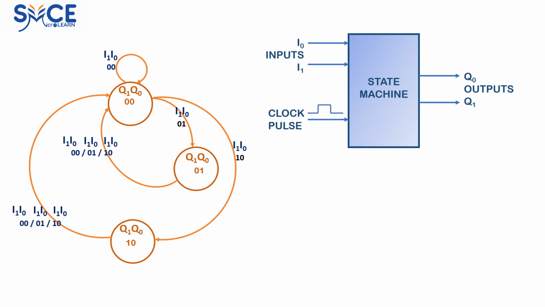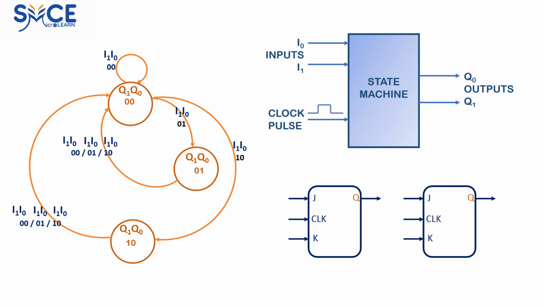To implement this in the form of a hardware circuit, we need some building blocks. The easiest way to build the state machine is by using the JK flip-flop as a building block. But we need 2 of them, as the state machine needs to produce a 2-bit output. To differentiate these 2 flip-flops, we will use the subscripts 0 and 1. The output of the state machine will be taken from the Q0 and Q1 outputs of the 2 flip-flops.